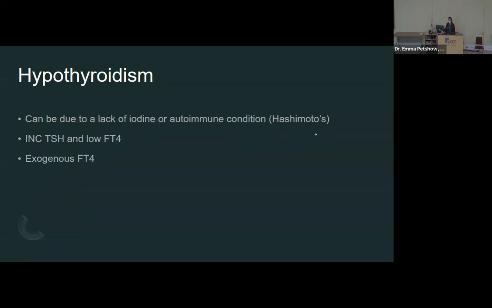Hypothyroidism, though, on the other end, could be due to lack of iodine globally. Typically in the States, we don't see lack of iodine. Could be autoimmune, obviously Hashimoto's is what we see most commonly. Increased TSH, lower T4. So we typically give exogenous T4. So that's an issue with conversion of TSH and then production of T4 itself.